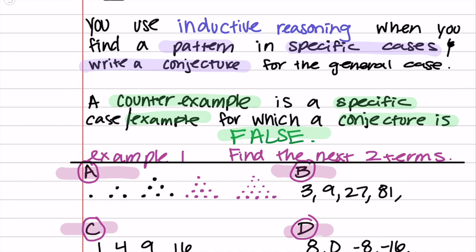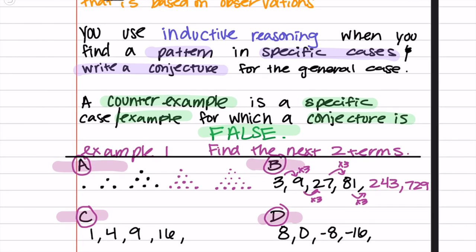Alright, for B, from 3 to 9, you'll notice that we're multiplying by 3. 9 to 27, multiplying by 3. 27 to 81, multiplied by 3. So we're going to do 81 times 3, which will get you 243. And we're going to take that and multiply that by 3, which gets us 729. And so these 2 will be the appropriate answers for the next 2 terms. So I'm going to go ahead and put a box around this.